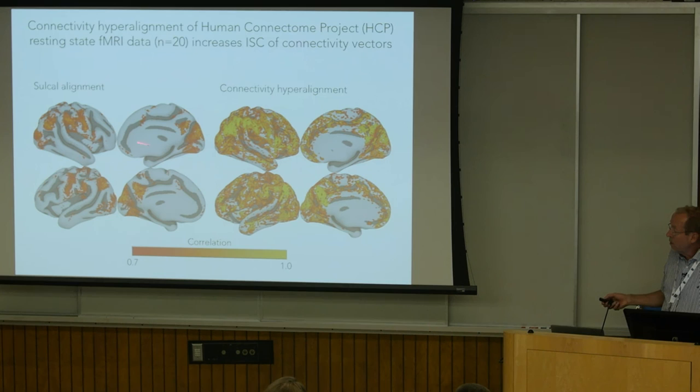So this is the between-subject correlation of connectivity vectors after sulcal alignment, which is the standard alignment that is done in the Human Connectome Project. And this is a high threshold of 0.7. After connectivity hyperalignment, the correlations are much higher. So it works very well on standard data. And this is what, 10 minutes of data that you based it on? 15 minutes of data, 15 minutes of resting state data. You can get a reasonable estimate of the transformation matrix for each individual subject.